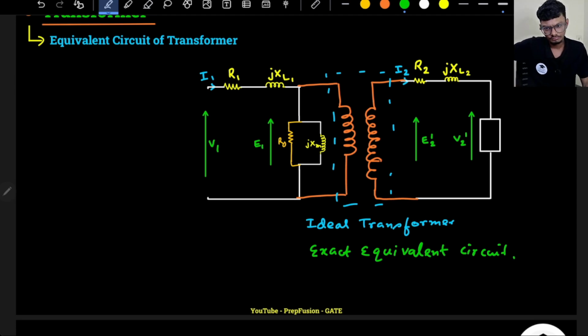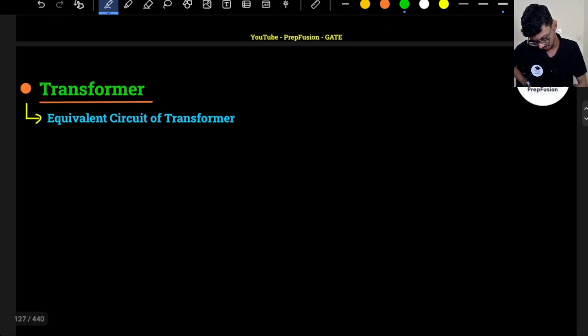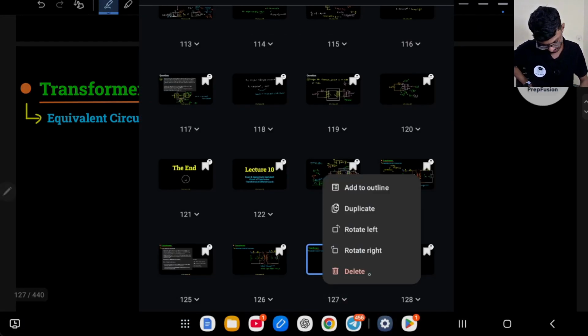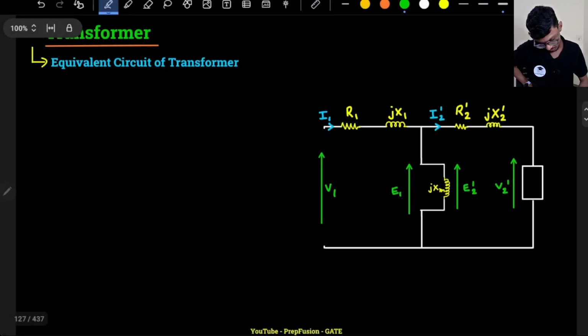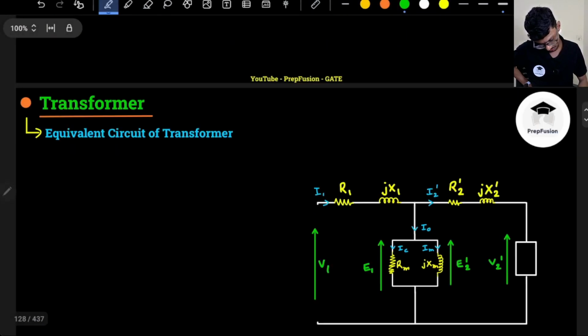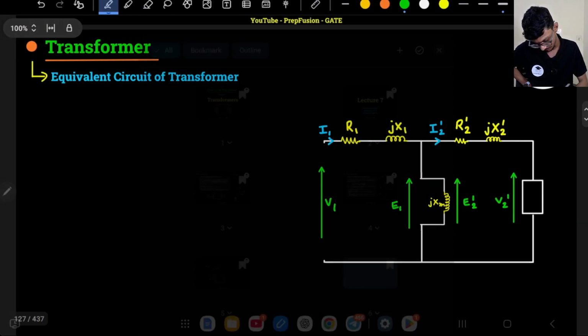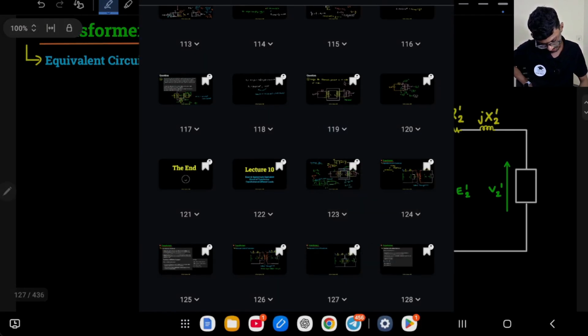Now let's discuss a bit about that core loss component and those things. Let me delete this. We will draw the circuit as well, don't worry. We will draw the phasor diagram as well. Already this is added, right? So yeah, this is the equivalent circuit.